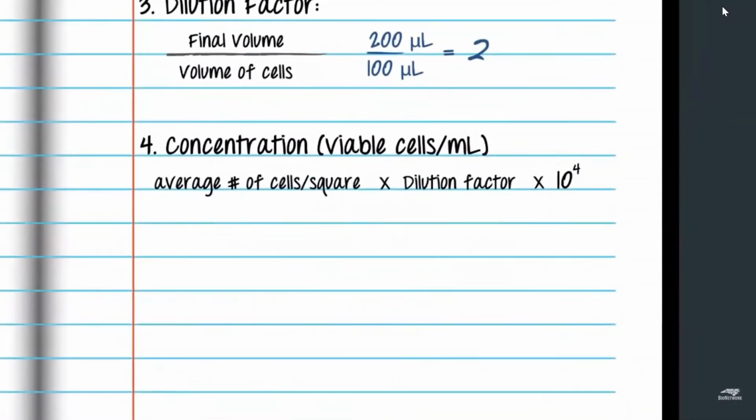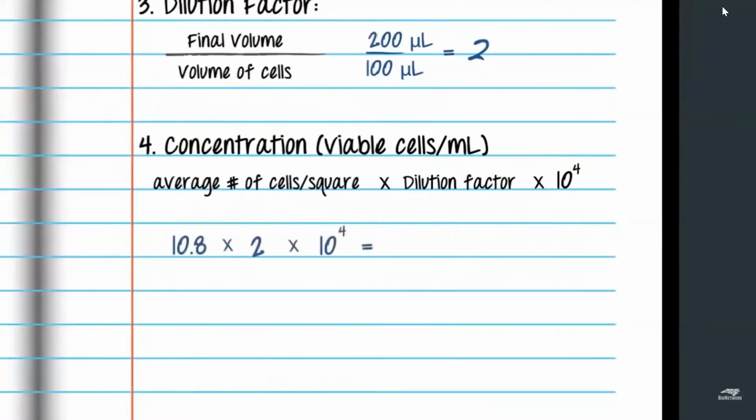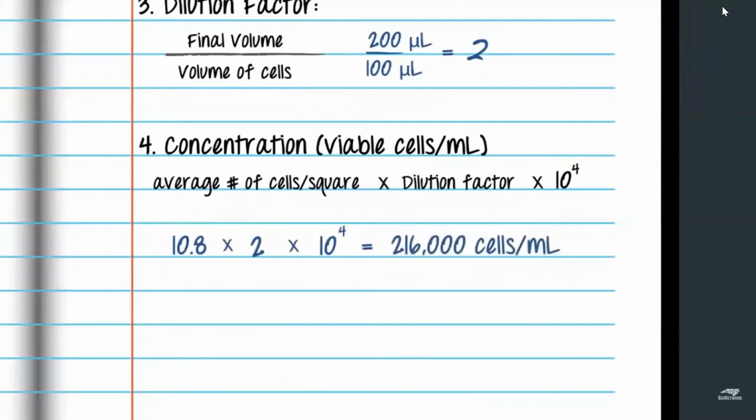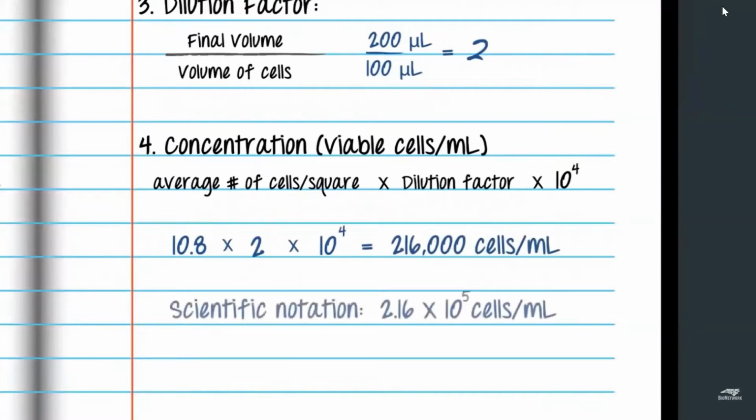Next, we need to calculate the concentration of viable cells, the number of living cells per milliliter. Our average count per square is 10.8. The dilution factor is 2. 10.8 times 2 times 10 to the fourth power equals 216,000 cells per milliliter. We can write the concentration using scientific notation as 2.16 times 10 to the fifth power cells per milliliter.